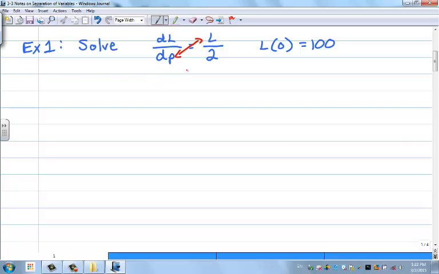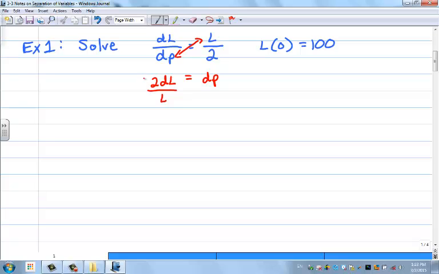2 times dL is equal to dP. I also multiplied both sides by 2 there. Okay, so once you get 2 dL over L is equal to dP, once you have that, you have all your L's on one side, all your P's on the other side, and you can integrate both sides.